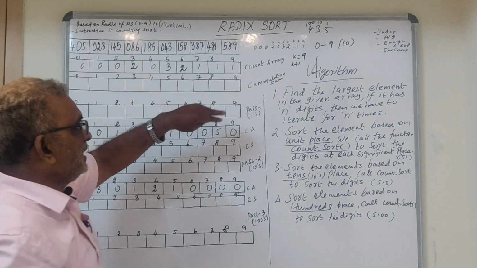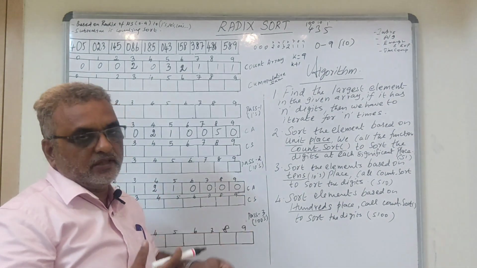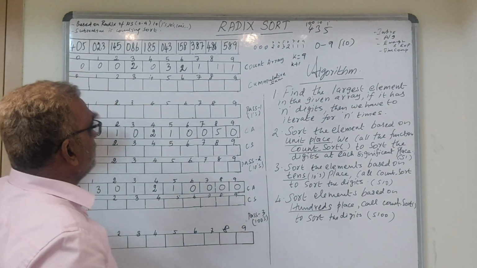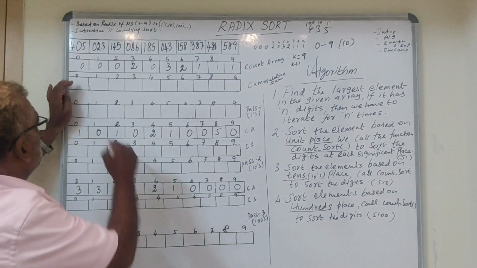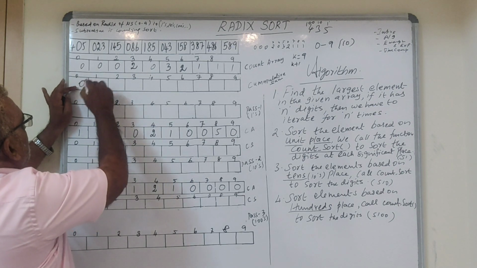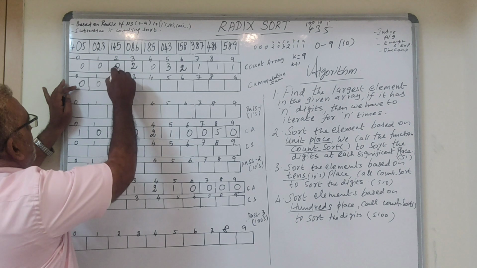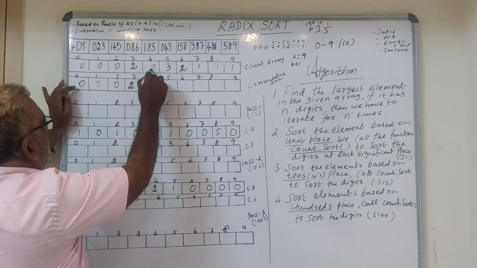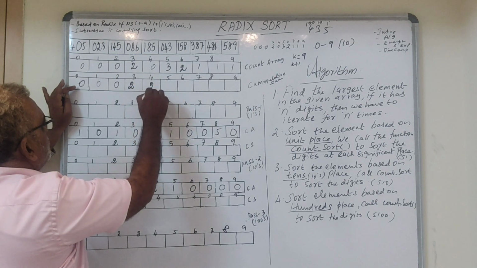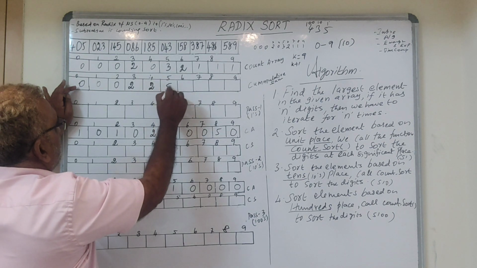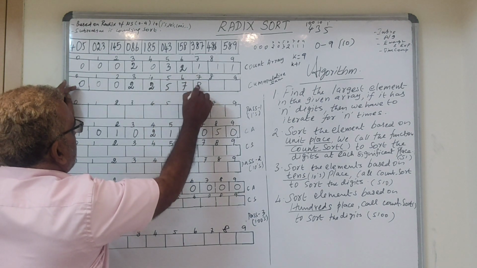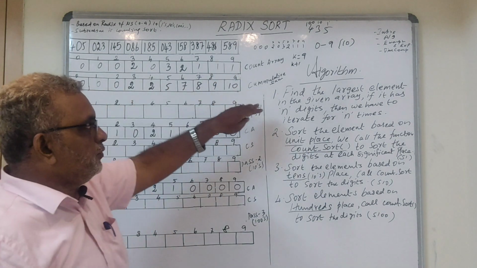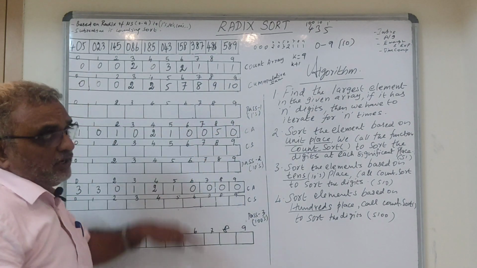After making the count array, we follow the same procedure. In the previous video I explained how to perform count sort. We have to find the cumulative sum. So this is 0, 0 plus 0 is 0, 0 plus 0 is 0, 0 plus 2 is 2, 2 plus 0 is 2, 2 plus 3 is 5, 5 plus 2 is 7, 7 plus 1 is 8, 8 plus 1 is 9, 9 plus 1 is 10. Now, based on the cumulative sum, we find the result.